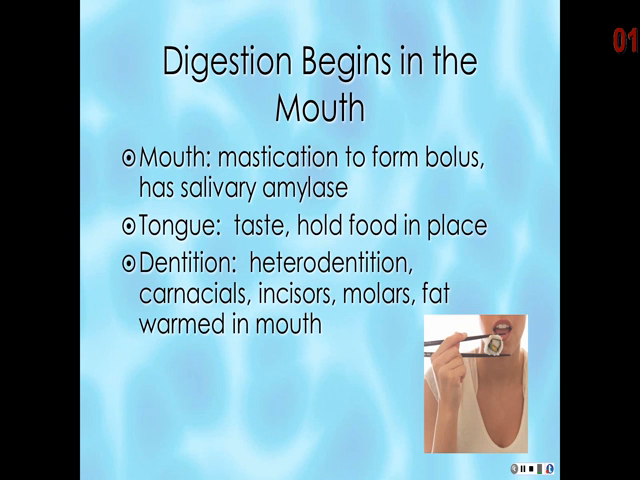Digestion begins in the mouth with chewing, or mastication. Along with chewing, we combine the food with saliva to form a bolus. Saliva contains salivary amylase to begin breaking down starches in the mouth. This can be seen if you set a small piece of bread or a cracker on your tongue. You can watch it begin to break down as it sits there.